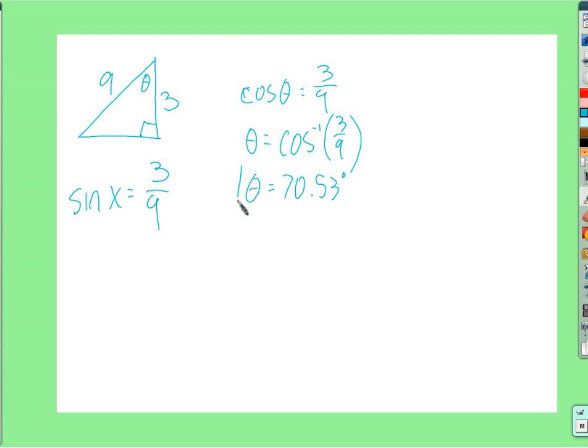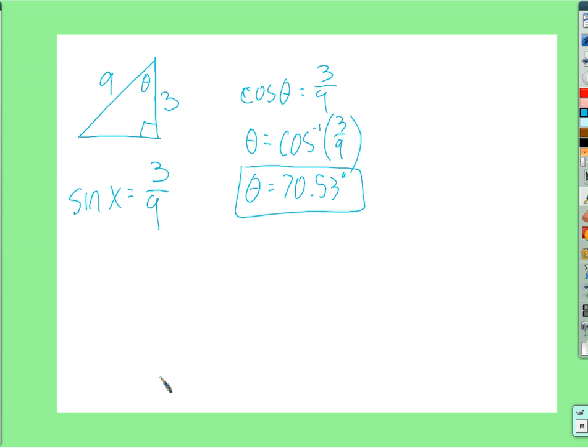That would be this guy. I mean, what's x representing right here? We're taking the sine of it and getting 3 over 9. Is the sine of this angle 3 over 9? Is the sine of some angle 3 over 9?